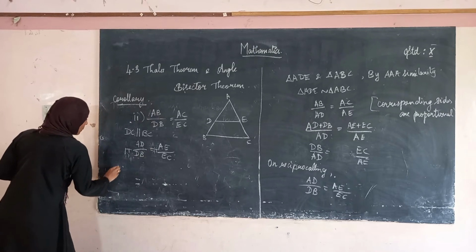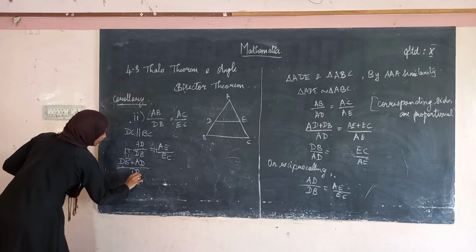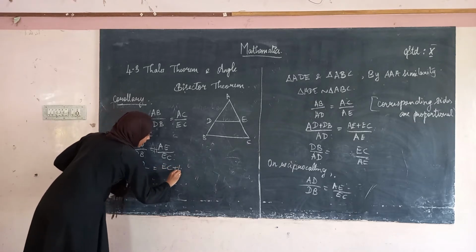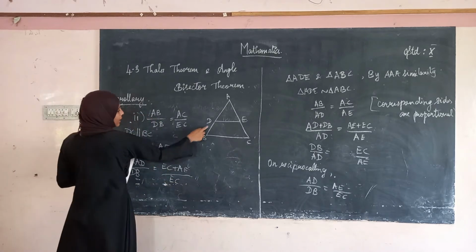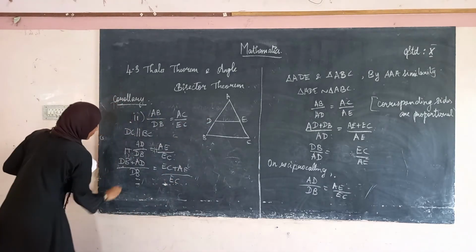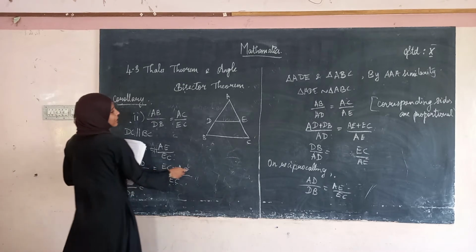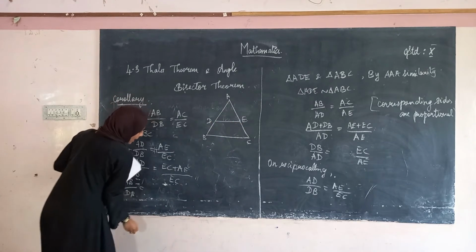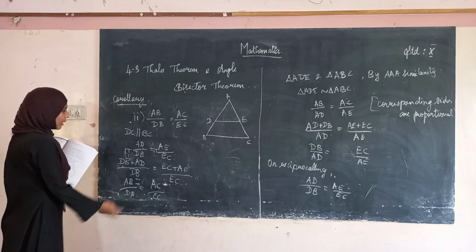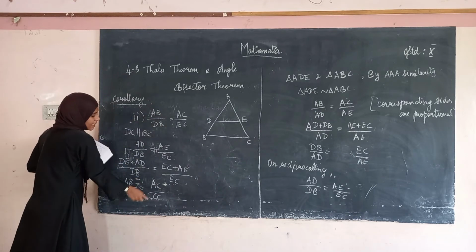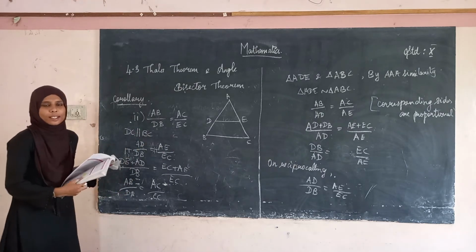And taking LCM, what happens? DB plus AD divided by DB is equal to EC plus AE divided by EC. What is DB plus AD? DB plus AD is AB, right? Therefore, AB divided by DB is equal to, what is EC plus AE? EC plus AE is AC. AC divided by EC. This is what we have to prove, right? AB divided by DB is equal to AC divided by EC. So, this is the corollary. Okay, so in the corollary you can use that in problems.